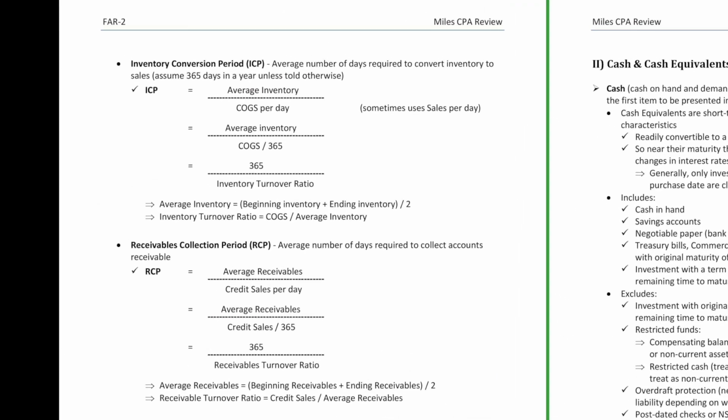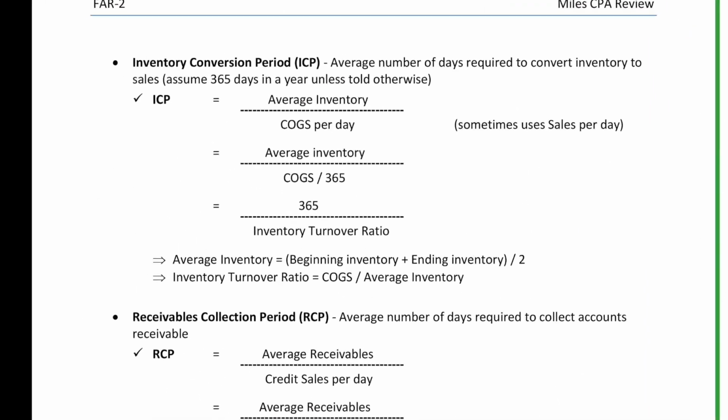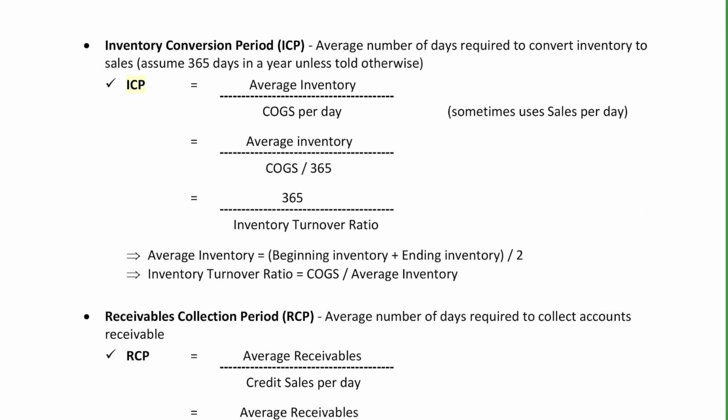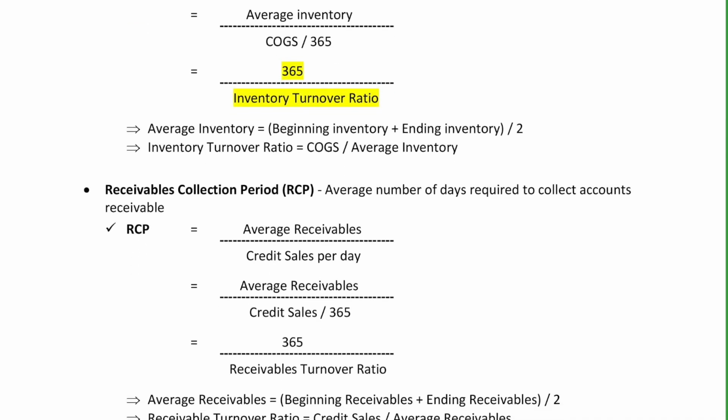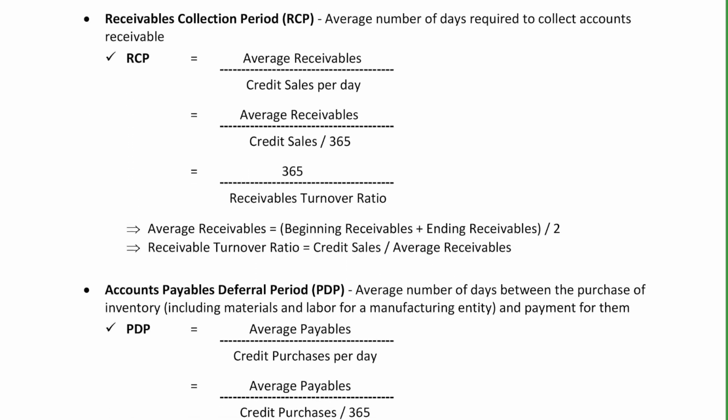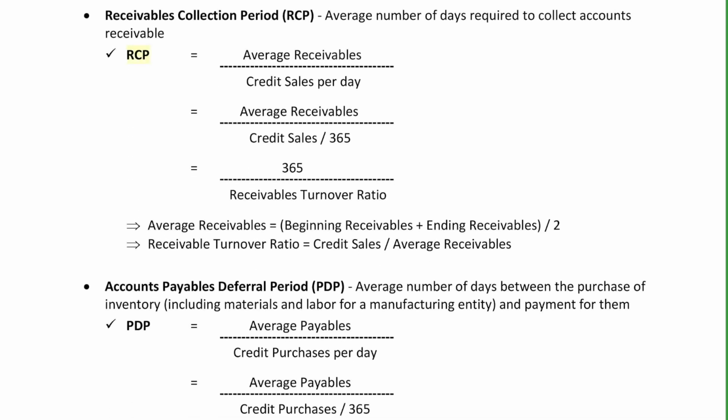Turn to page 4. So here you have inventory conversion period. Highlight ICP and that's equal to, highlight, 365 divided by inventory turnover ratio. Next you have receivables collection period. So highlight RCP and that's equal to, highlight, 365 divided by receivables turnover ratio.